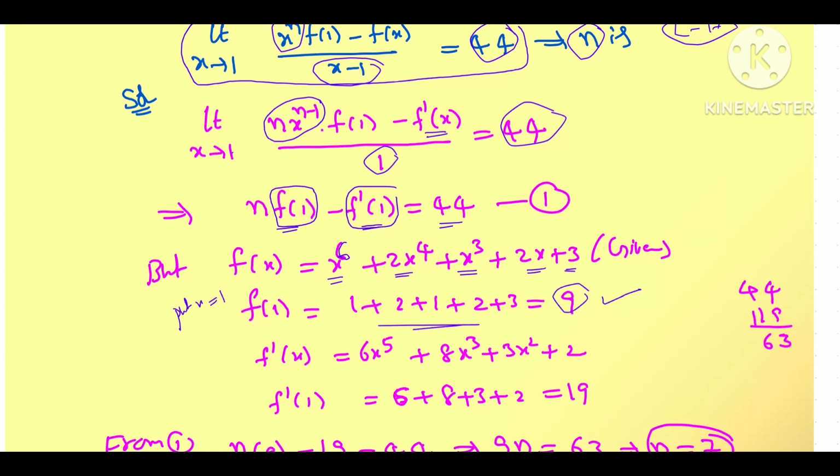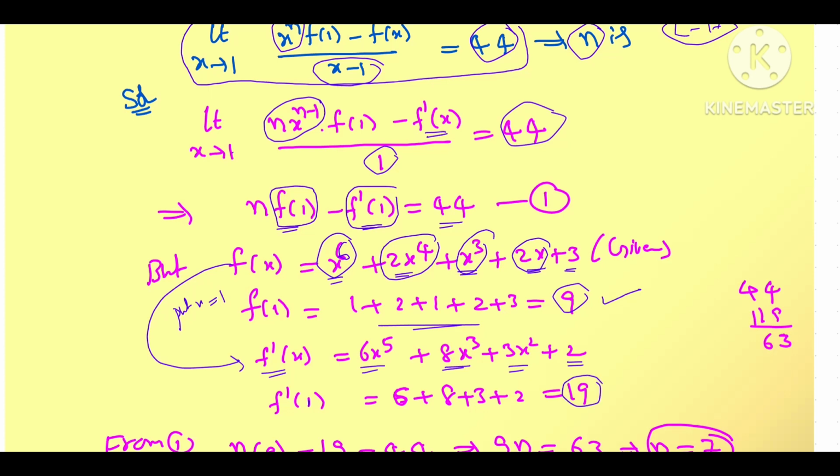Okay, after that f dash 1. How can we compute f dash 1? First, do the differentiation of f of x. The differentiation of f of x, we get f dash x. Differentiation of x to the power 6 is 6x to the power 5. Differentiation of 2x to the power 4: 2 constant, the differentiation of x to the power 4 is 4x cube, what we get here is 8x cube. Differentiation of x cube is 3x square. Differentiation of 2x, we get 2. Now put x as 1. What do we get here? f dash 1 is equal to 6 plus 8 plus 3 plus 2, which is 19.